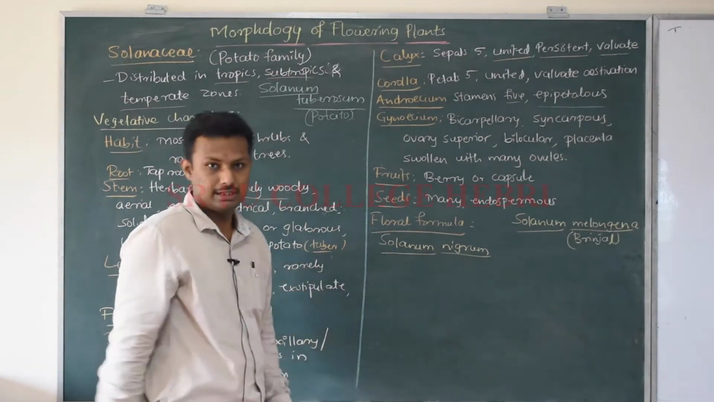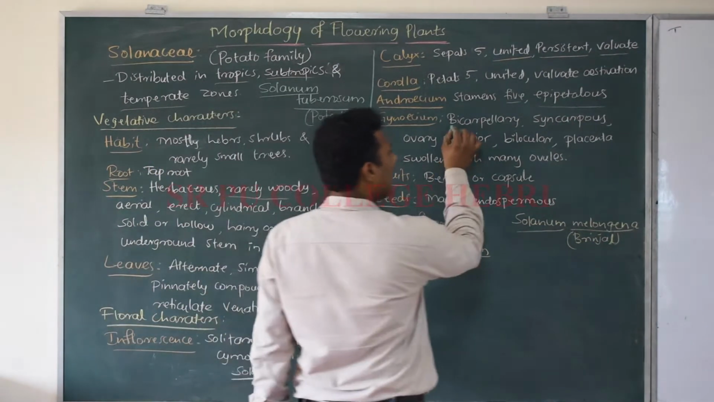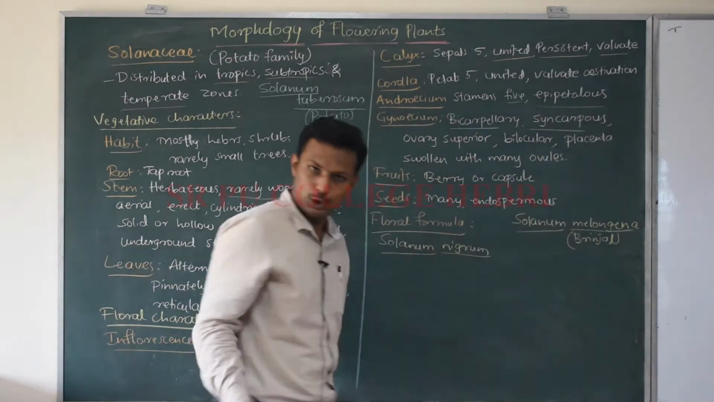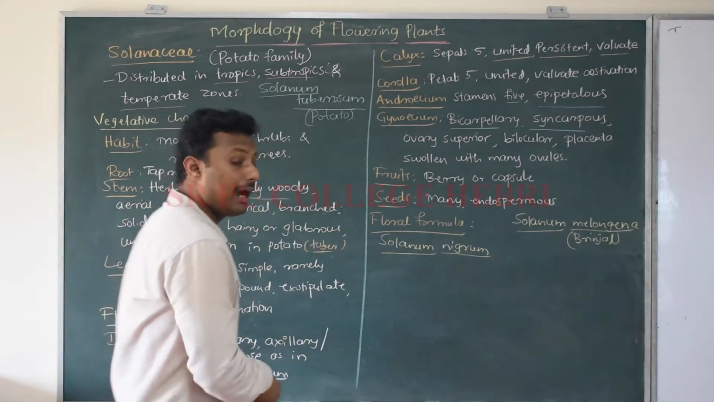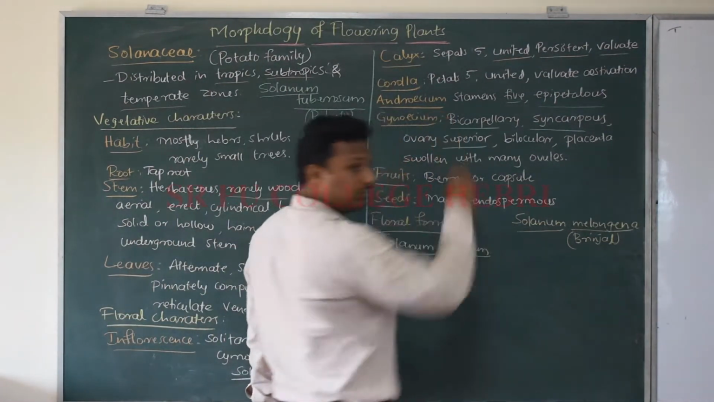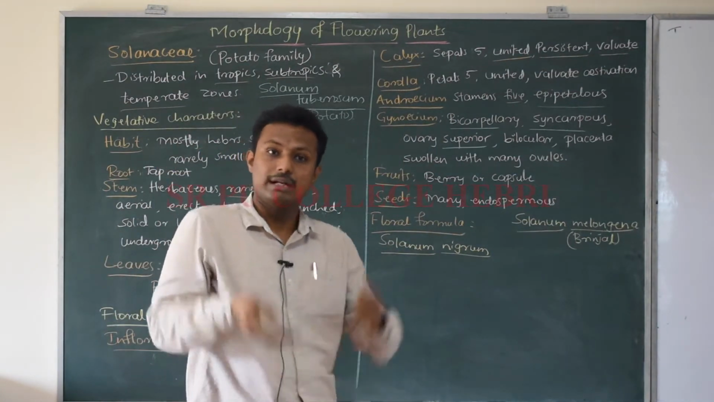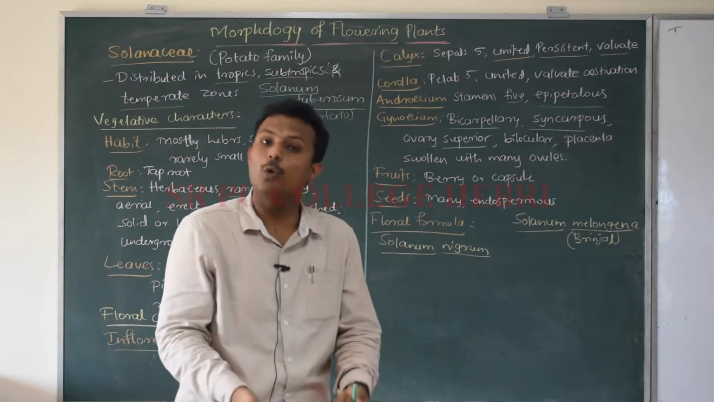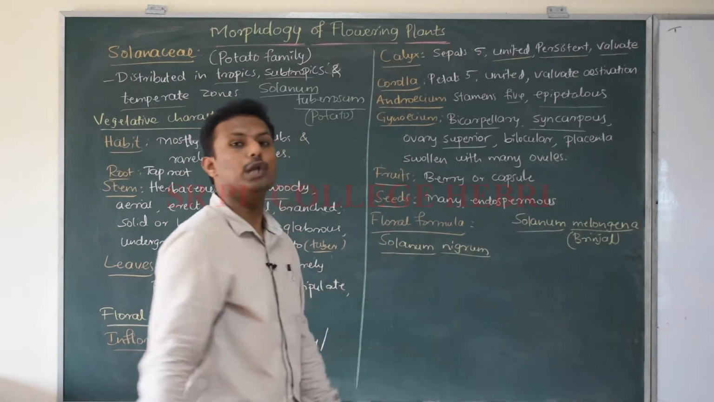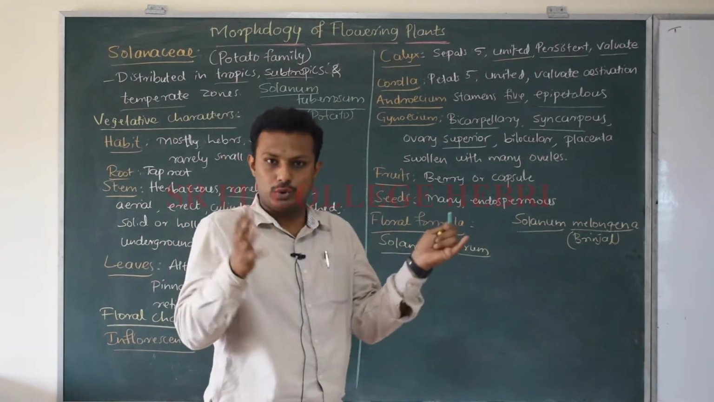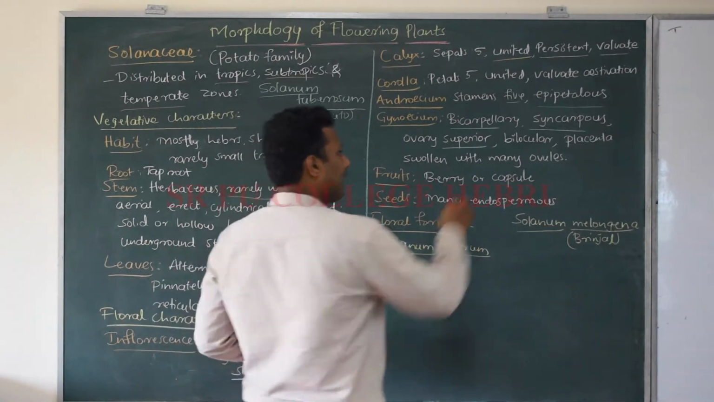Then the gynoecium has two carpels and both the carpels are fused. That is why it is called bicarpellary syncarpous. Two carpels are there and both are fused in that ovary, and that ovary is a superior ovary. That means all the other whorls, that is calyx, corolla and androecium, arise from the base of the ovary, right? That is why it is called a superior ovary. The entire chamber of the ovary has been divided into two chambers, so it is bilocular, with two locules.